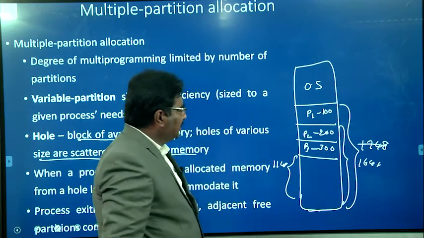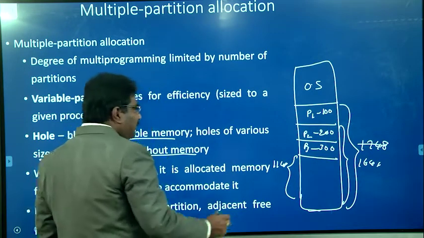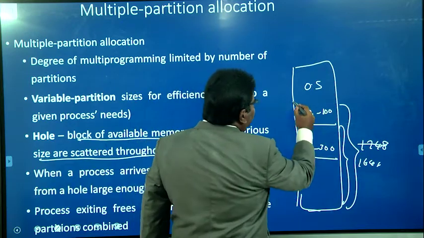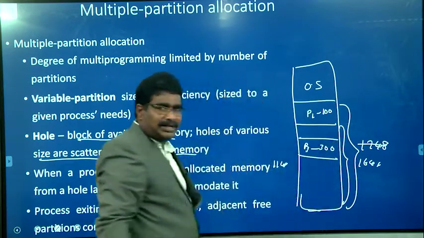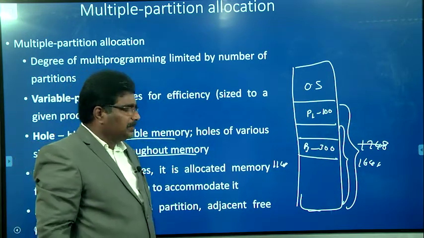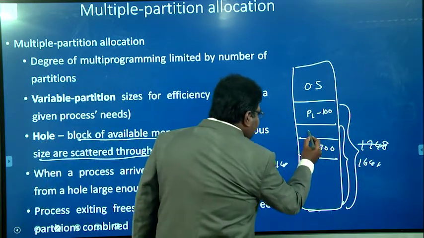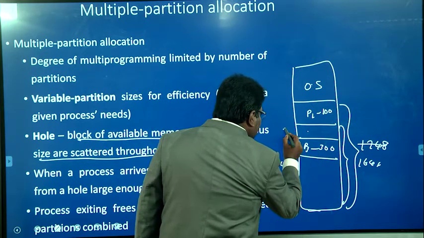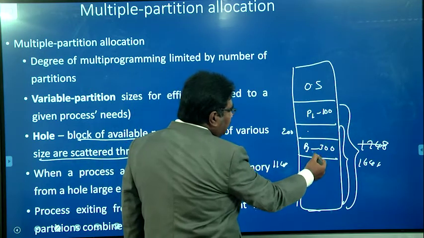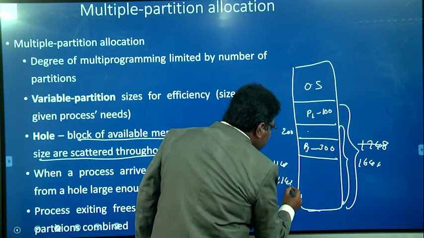Now we are assuming that the P2 process has completed execution and released the memory. So automatically this one also becomes free space. P2 had occupied 200 MB, and when its execution is completed and it releases the memory, there is now 200 MB of free space available. The remaining, as we assumed, total 600 is occupied, and 1148 free space is available.